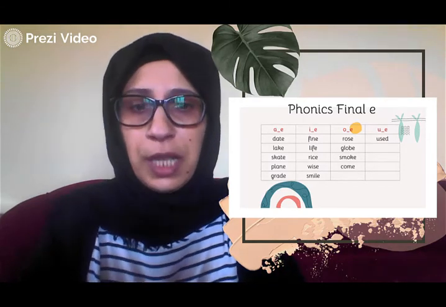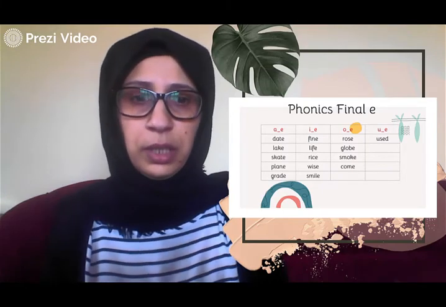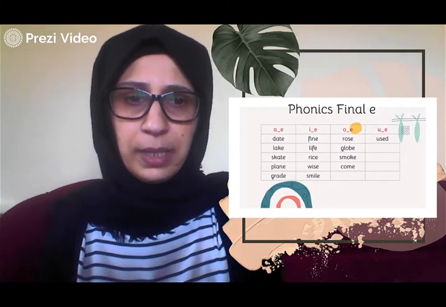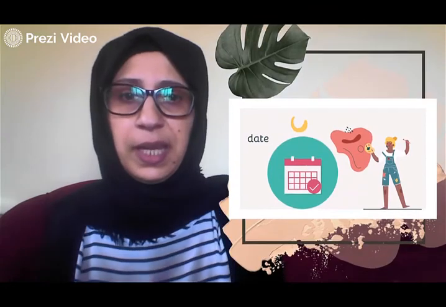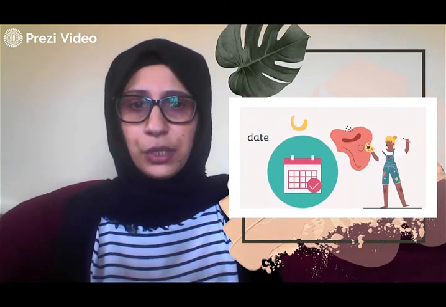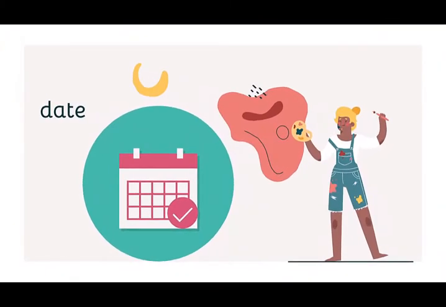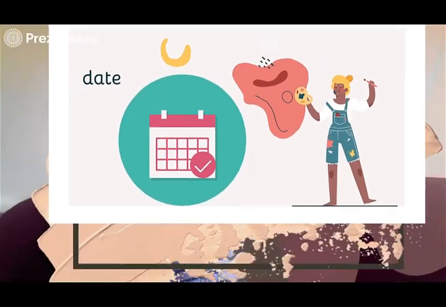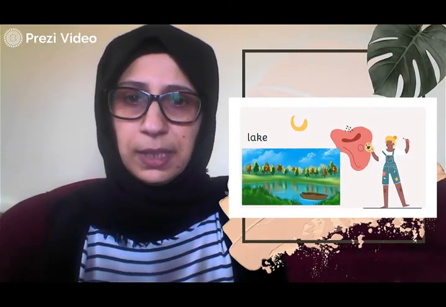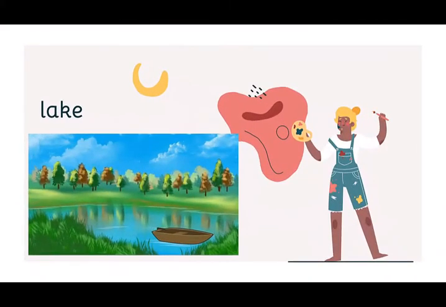Now that we have learned how to read these words, it's time to learn their meanings. What do we mean by date? For example, the date is a day on the calendar. So this is a date. A date is any day on the calendar. Next, I have lake. Lake. This is a lake. This is a picture of a lake.